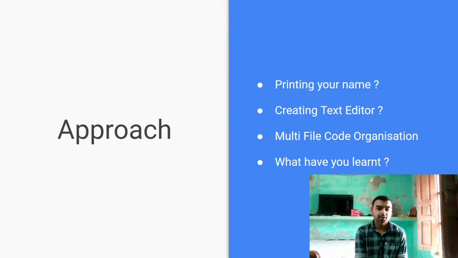So the approach that I will be taking in this course is, we will first write a program that prints your name. This will tell you the basic skeleton of a C++ program. Then we will continue by writing a simple file menu of a text editor. For now this file menu will not be functional. It is just going to print some text onto the screen. But we will learn great things using this example.